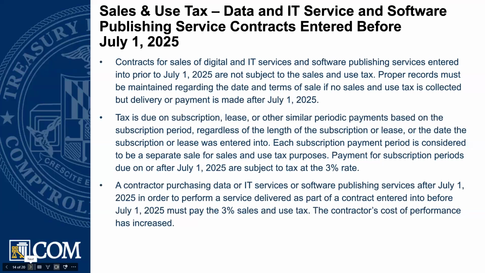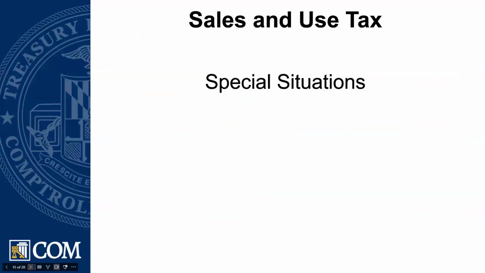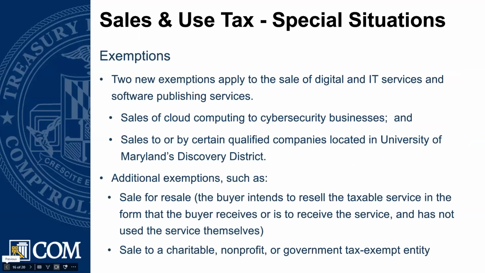Moving on to some special situations. Exemptions. There were two new exemptions passed as part of the BRFA that apply to the sale of digital and IT services and software publishing services. These include sales of cloud computing to cybersecurity businesses and sales to or by certain qualified companies located in the University of Maryland's Discovery District. Part of our guidance that we'll be putting out will give a little bit more information about the University of Maryland Discovery District and where it is.